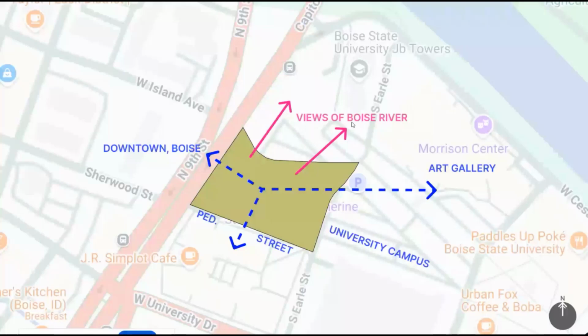So as you can see that towards the west side is the downtown Boise, which is going to be more cityscape landscape view for you. And then towards the east, we have the art galleries and the rest of the university campus. And towards the south and southeast, you can call it, it's the pedestrian street. So this will kind of act as a direct access to our site as well. And finally, towards the north, we have views of the Boise River.